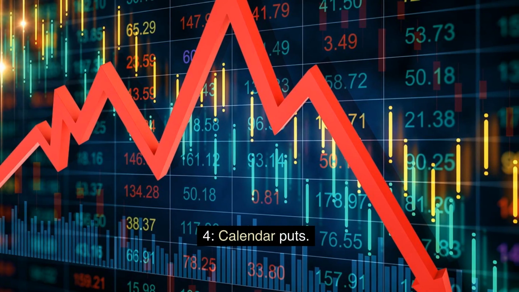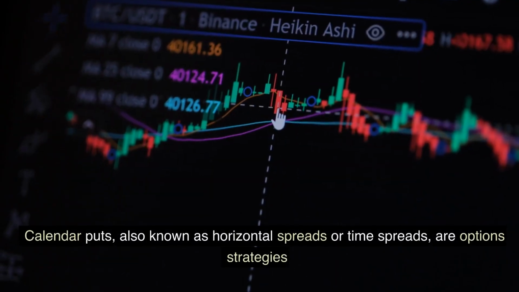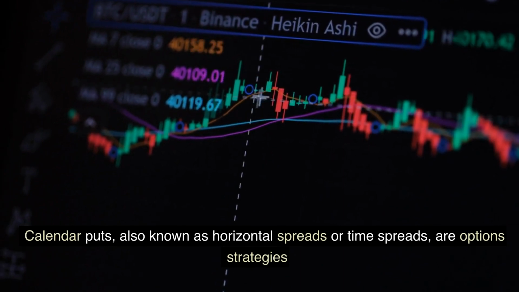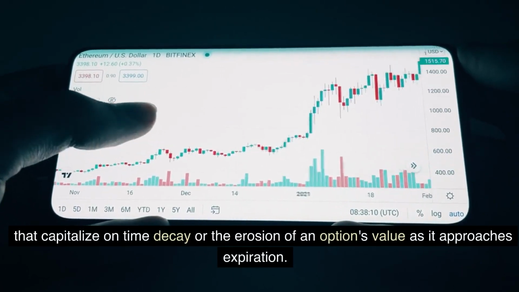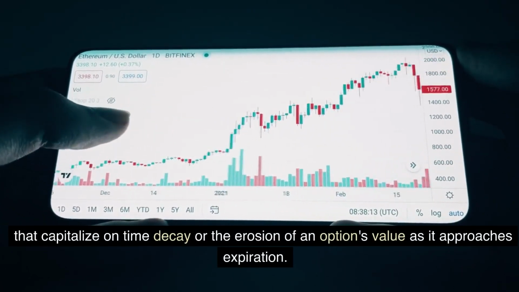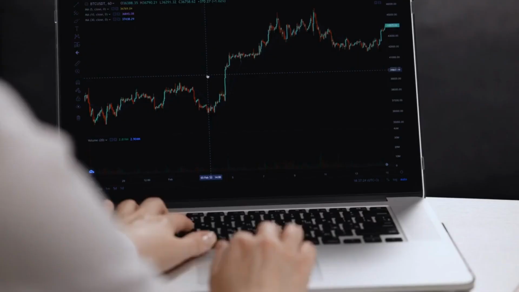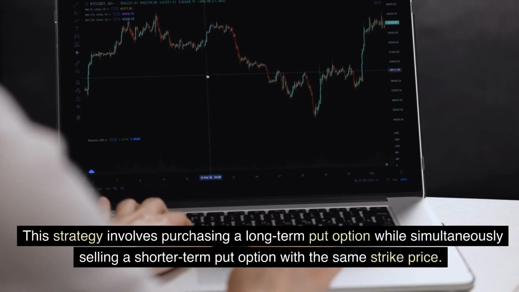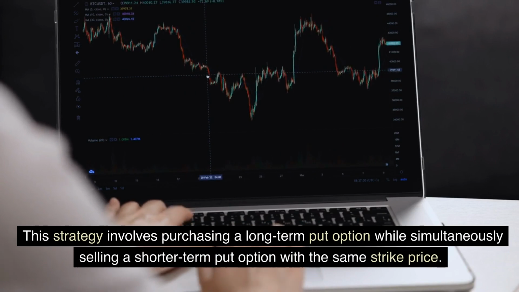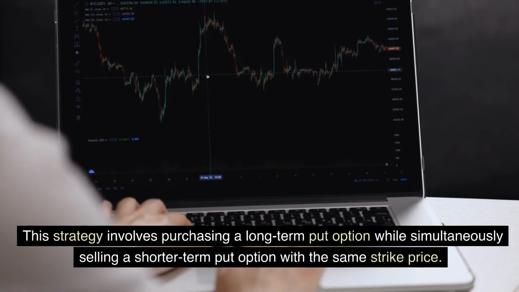4. Calendar puts. Calendar puts, also known as horizontal spreads or time spreads, are option strategies that capitalize on time decay or the erosion of an option's value as it approaches expiration. This strategy involves purchasing a long-term put option while simultaneously selling a shorter-term put option with the same strike price.